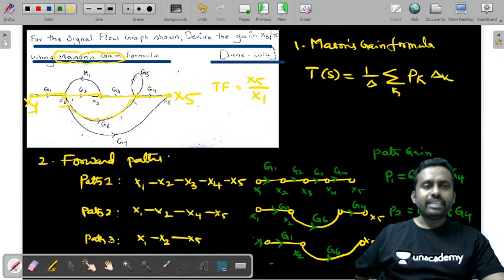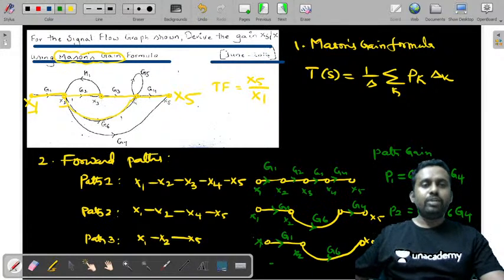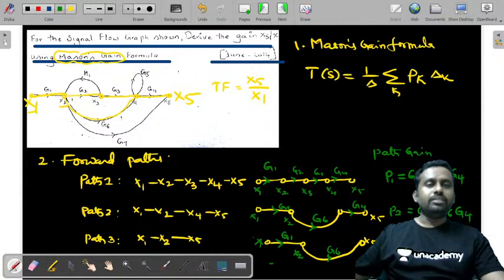You should not consider this self path because this is not a forward path. When moving from x1 to x2, x2 to x3, x4, x3 to x4 और x4 से x4 नहीं जा सकते. You cannot move on the same node twice. This cannot be the other forward path. There are no 4 forward paths, there are only 3 forward paths.